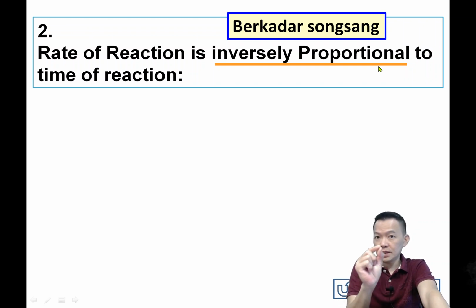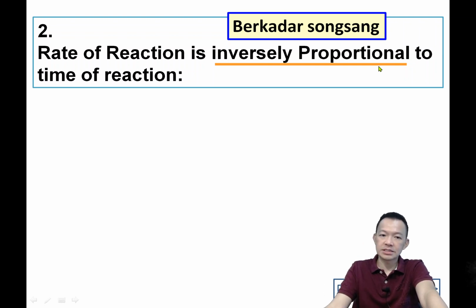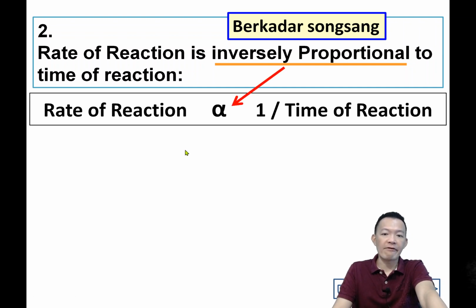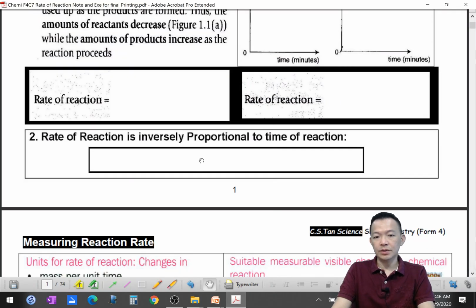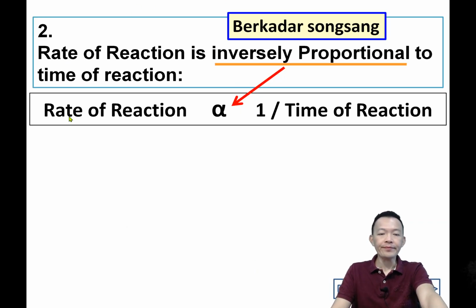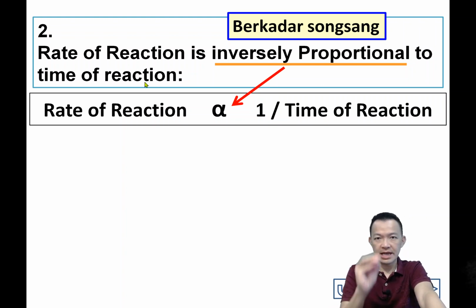Or another meaning: if the time of reaction is longer, the rate of reaction is very low, meaning very slow. The longer the time, the lower the rate of reaction. So the rate of reaction is inversely proportional to the time of reaction. Copy on your notes, page 1: the rate of reaction is inversely proportional to the time of reactions. They are opposite.